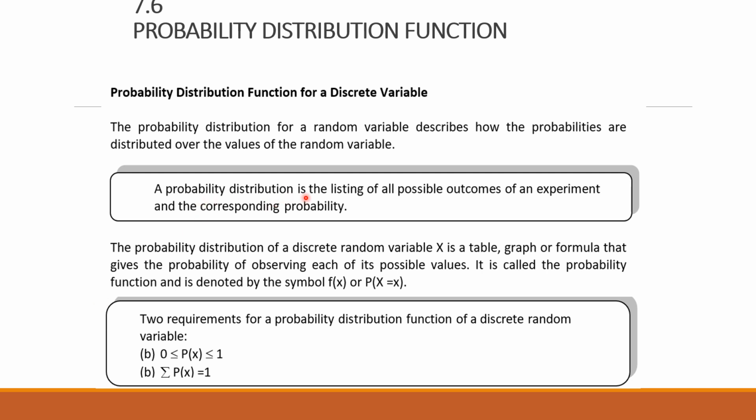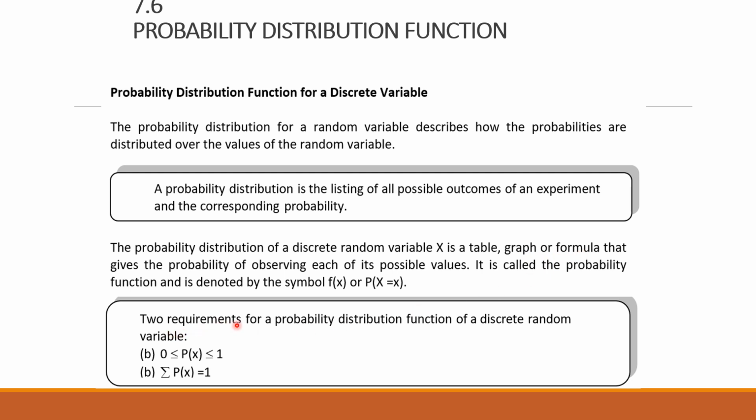The probability distribution is the listing of all possible outcomes of an experiment and the corresponding probability. Probability distribution of discrete can be represented using table, graph, or formula.